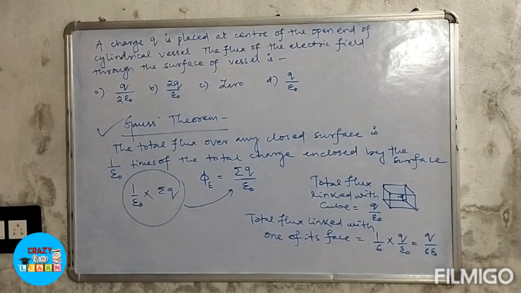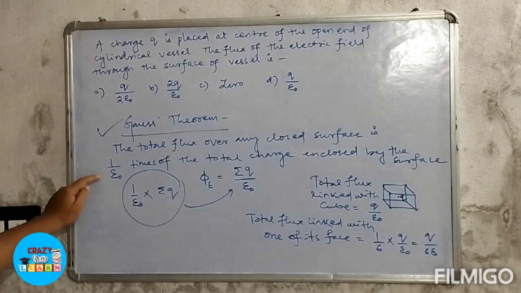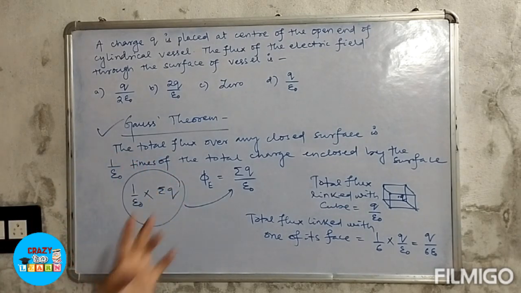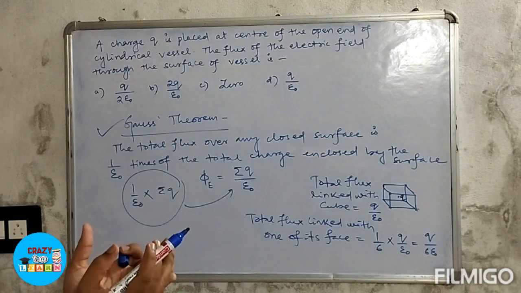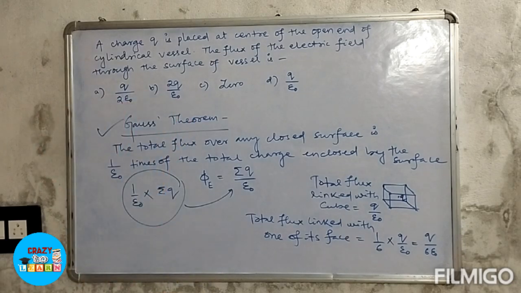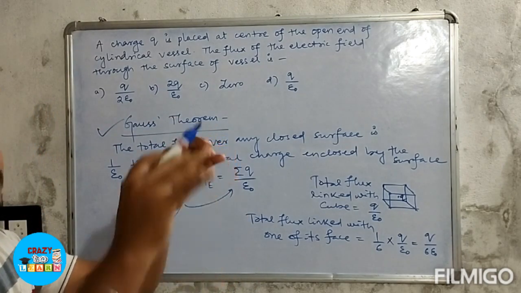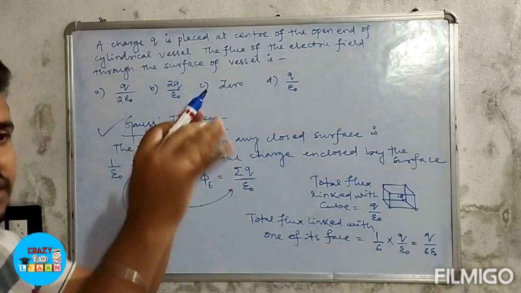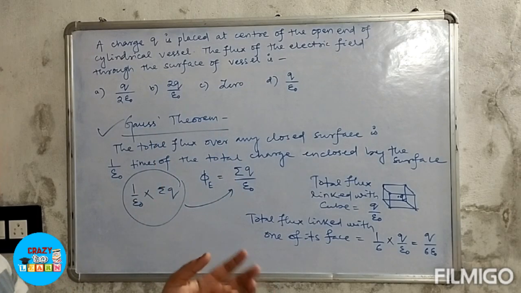Okay, all are clear? The total flux over any closed surface is 1 by epsilon times the total charge enclosed by the surface. Okay, we will take a hollow sphere, and Q charge is there, one surface is there, so the total flux linked with this hollow sphere is equal to Q by epsilon naught.